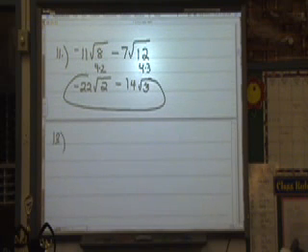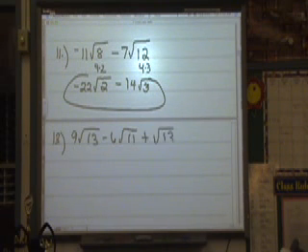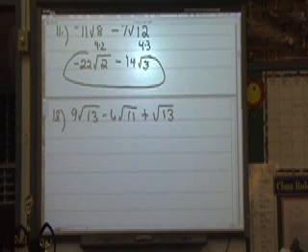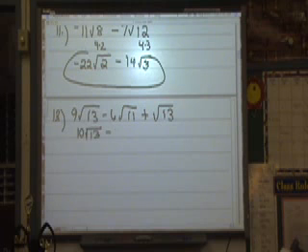13, Marion. We have 9 radical 13 minus 6 radical 11 plus radical 13. Okay, then the 9 radical 13 plus radical 13 is 10 radical 13. Right, there's a 1 understood in front, so there are 10 of those radical 13s. Minus 6 radical 11, and you can't simplify them. Yes. Okay.